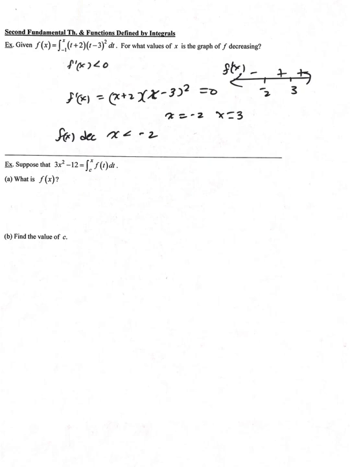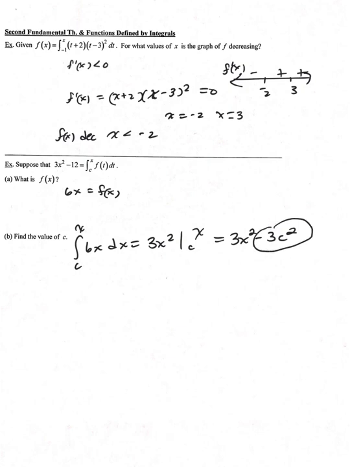Okay, so for the next question, I use the fundamental theorem of calculus. I get the derivative of each side. So f of x is 6x. Now they want me to find the value of c. Keep in mind that f of t is just a dummy variable. So I'm going to replace f of t with 6x from c to x. So I end up with 3x squared from c to x, which is 3x squared minus 3c squared. Okay, but keep in mind that this part here is equal to negative 12.